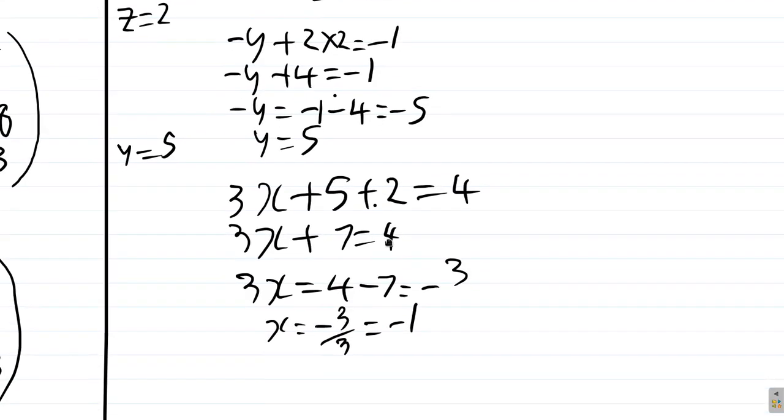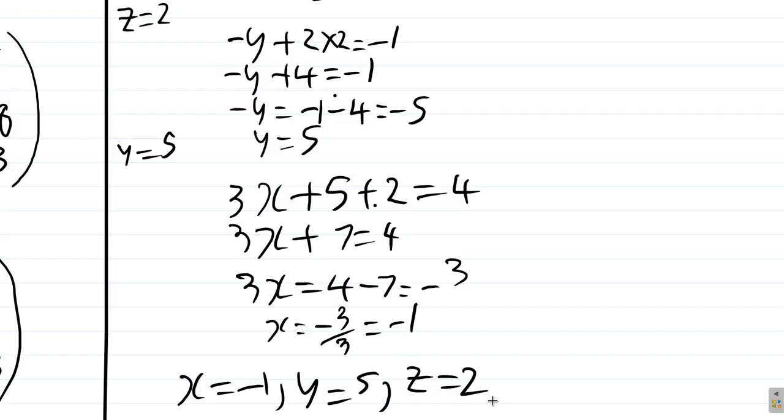So we can summarize and put the solution that we got. X equals negative 1, y equals 5, z equals 2. So that is the solution we got. Remember, if you did not get the solutions, I want you to try the question again without looking back at any notes. Alright? So I'll see you in the next video.